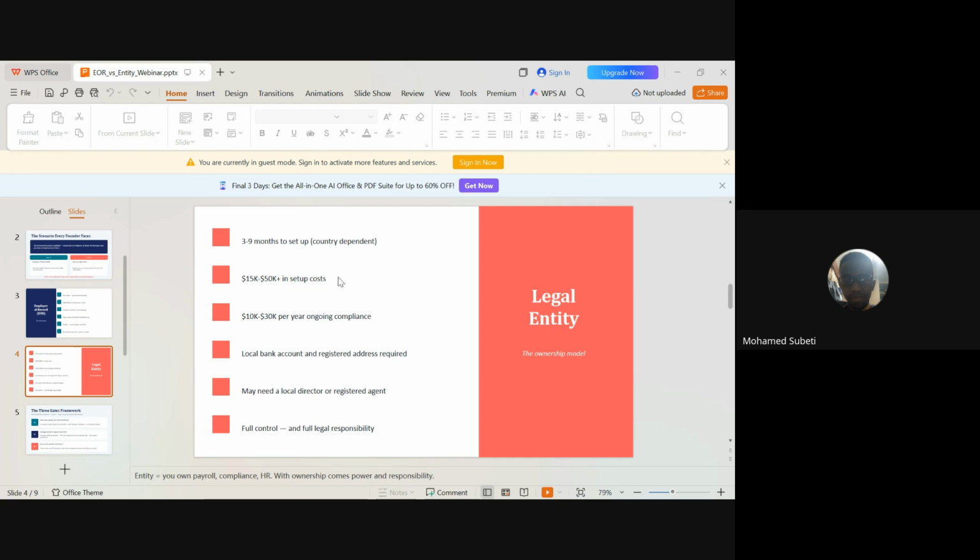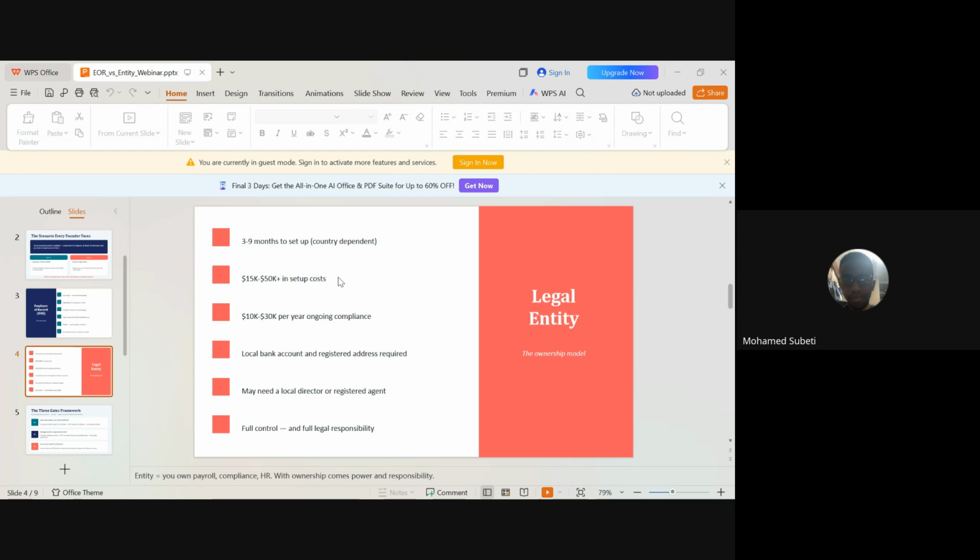Gate two: is this a long-term strategic market or an opportunistic hire? There's a difference between "we found an amazing engineer in Argentina" and "South Africa is a core market for us, and we're building a team there." The first is opportunistic. EOR is perfect for it. Low commitment, fast and flexible.